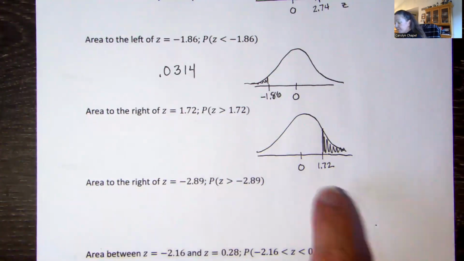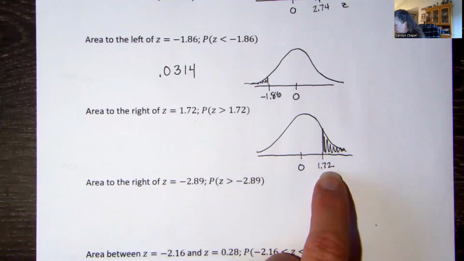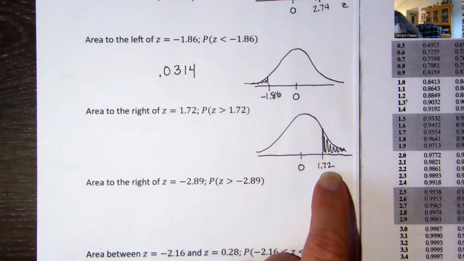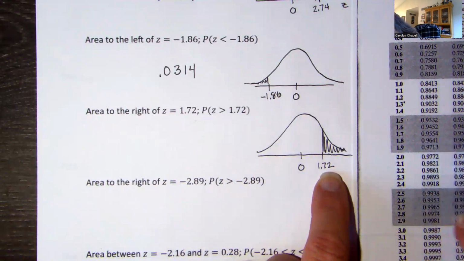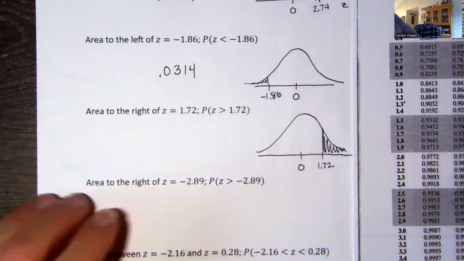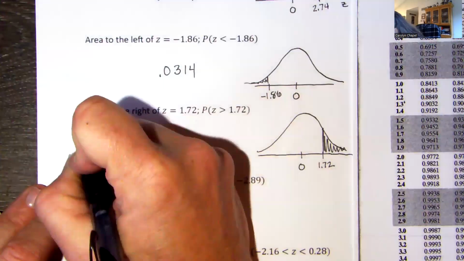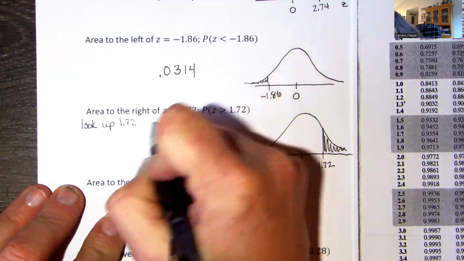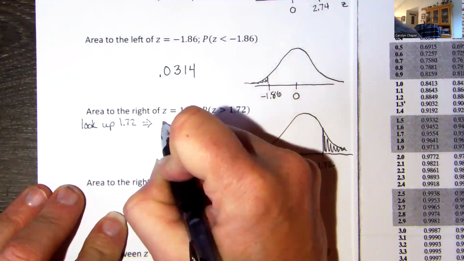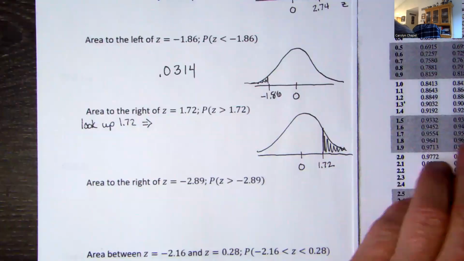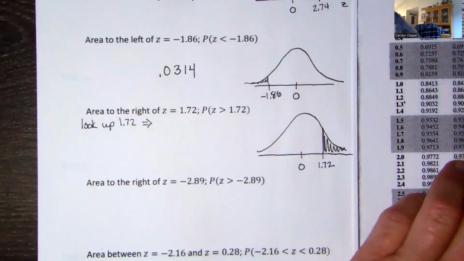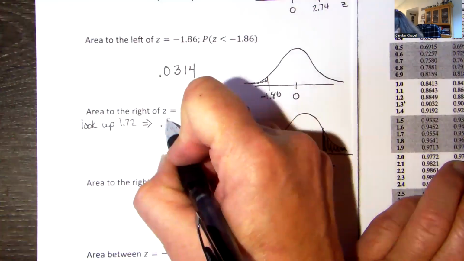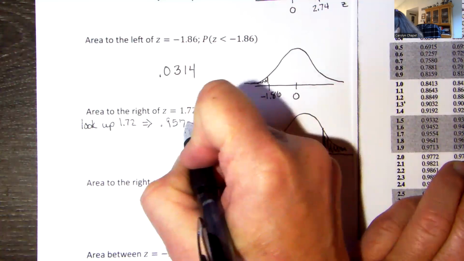Okay. I am going to still look up this 1.72. 1.7 will go over to 2, and that gives me 0.9573.